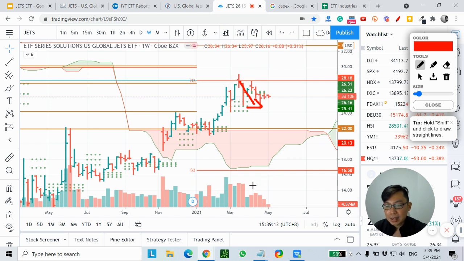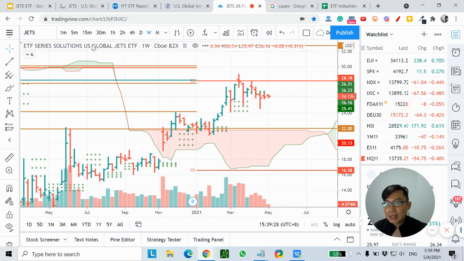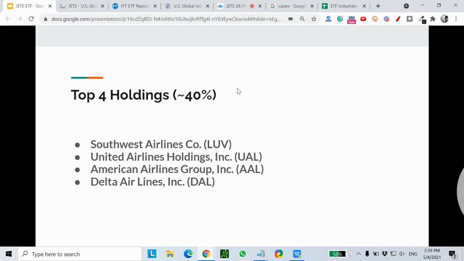At least what I can see is that in this pullback, the volume is generally going down as well. The pullback is on lower volume, which means this is not a sell-off but merely a normal correction. As I mentioned over here, the top four holdings of this ETF are Southwest Airlines, United Airlines, American Airlines, Delta. So let's go through these, Southwest Airlines.